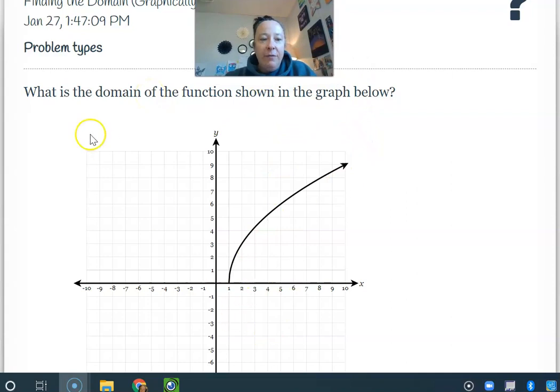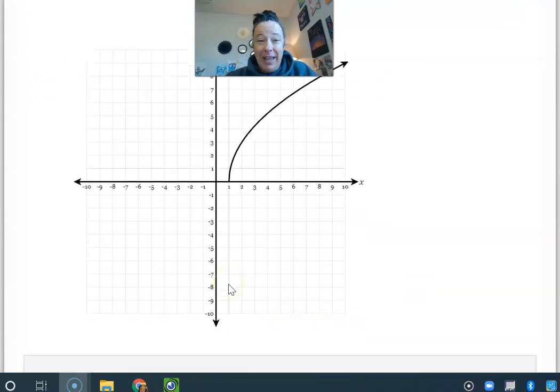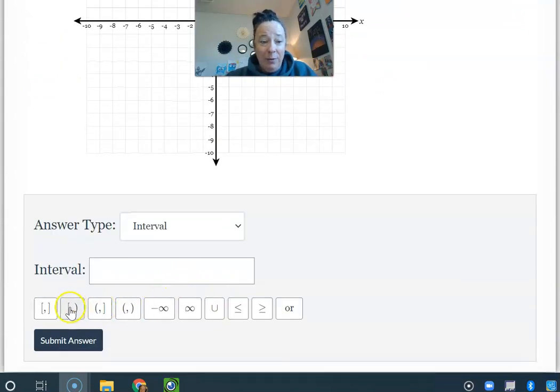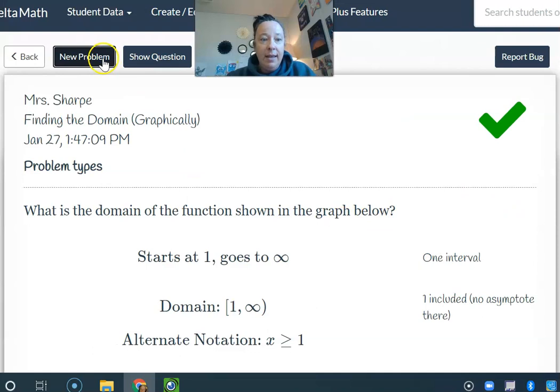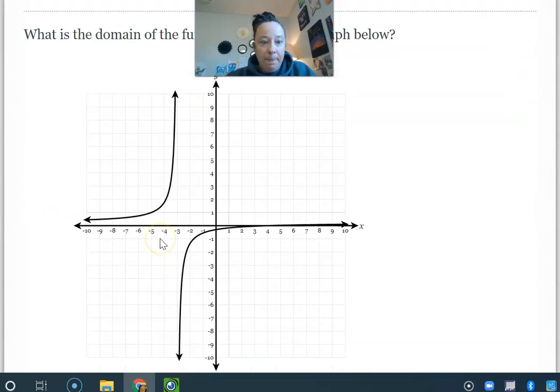All right, so this is a graph. What's the domain? This thing stops here at 1. It doesn't keep going this way. So if I were to smush this down, the domain would start at 1 and go to infinity. But that 1 is included, okay? So that would be a bracket on the 1. So it'd be bracket 1 and then infinity. Make sure you're choosing interval notation, okay?